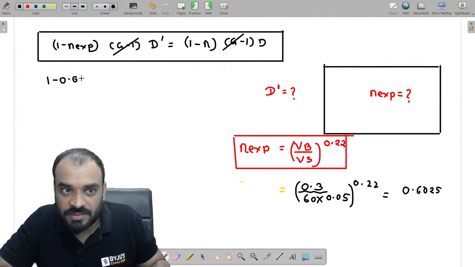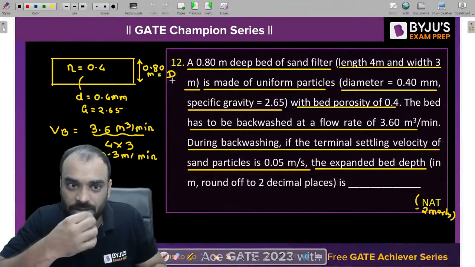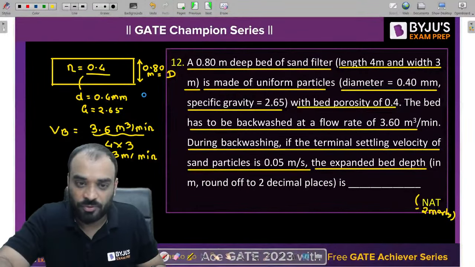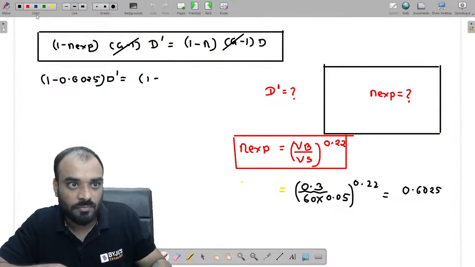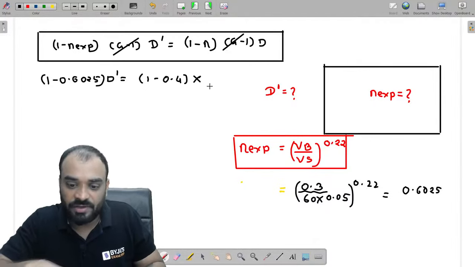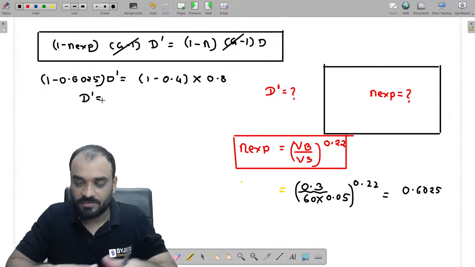1 minus 0.6025. D dash is not known to us. We know the value of theta. Theta is equal to how much? Before expansion, the porosity is equal to how much? 0.4. And the D value is given to us. Yes, it is 0.8 meter. So please calculate the D dash value and let me know the answer, guys. How much are you getting?